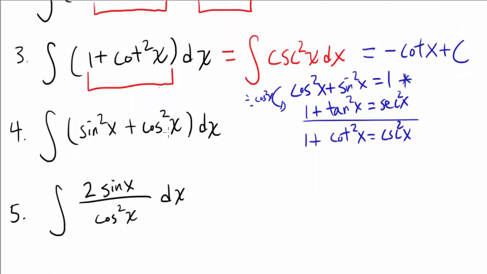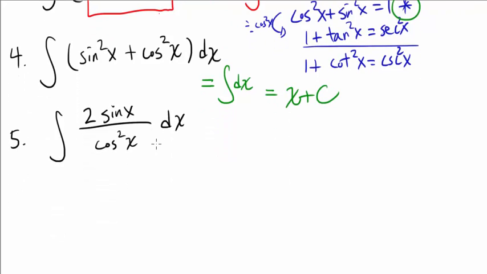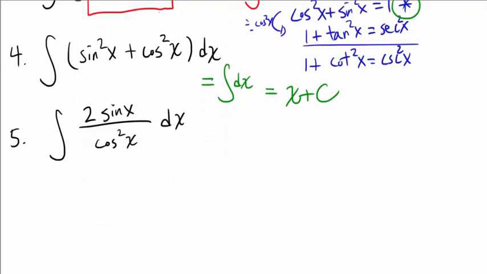Integral of sine squared of x plus cosine squared of x. I actually wrote it right here. The same thing as integral of 1 dx. We can write it as integral of dx. And what do you have to differentiate to get 1? That's x plus c. Next one looks complex, but we can break it apart.